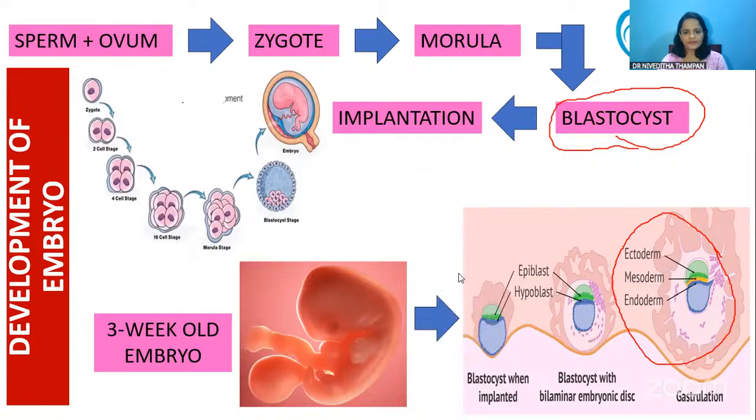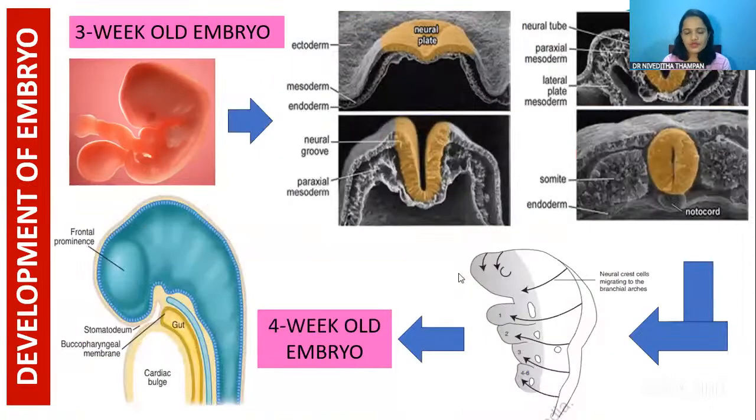Another major thing that is happening in the 3-week-old embryo is neurulation. Neurulation is the process of formation of the neural tube. Here it shows the process: there is a neural plate. This neural plate will fold inside and form the neural groove, and then it will close and form a hollow structure like this, which is the neural tube.